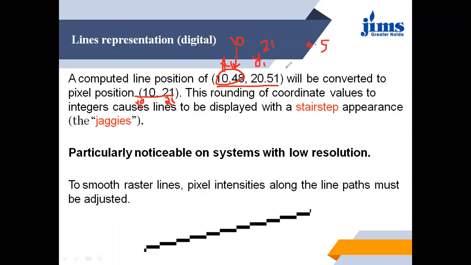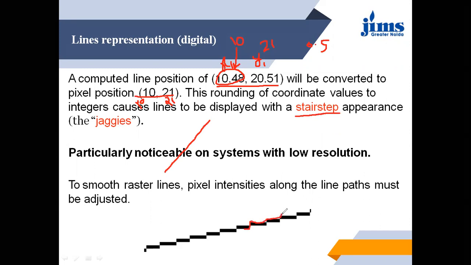Means we are going to round off these floating values. The rounding of coordinate values to integer causes lines to be displayed as stair step. But what happens when we see any line on the display device? When we see any line on the display device, that line is really very smooth. We cannot say that the line contains any jagged motions or stair step. Stair step means like this.